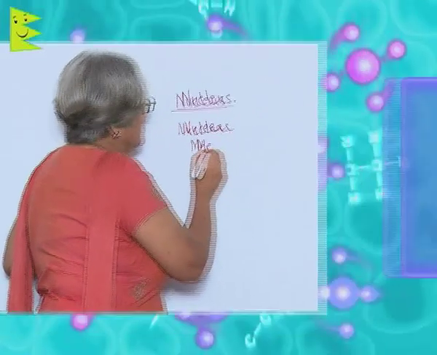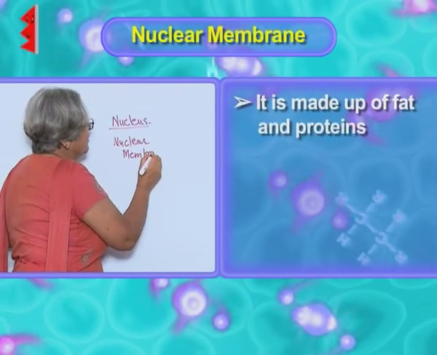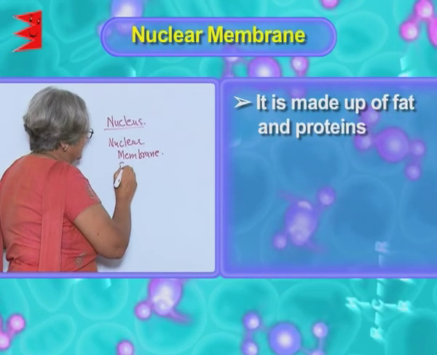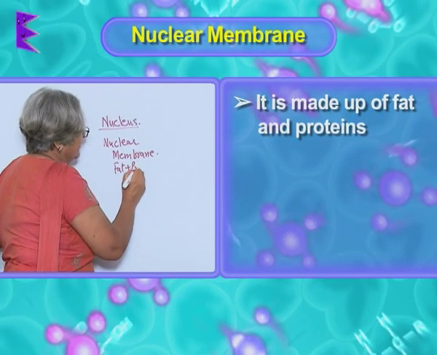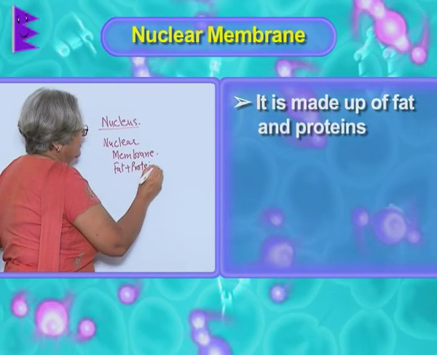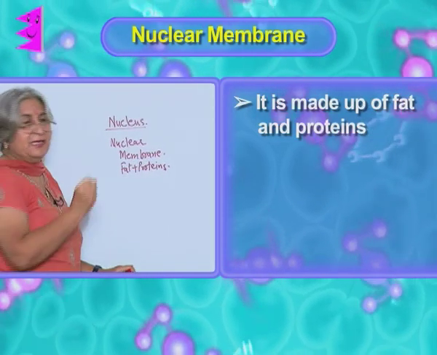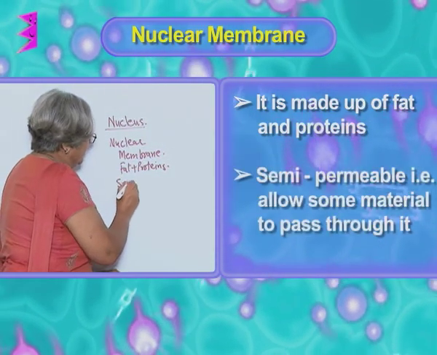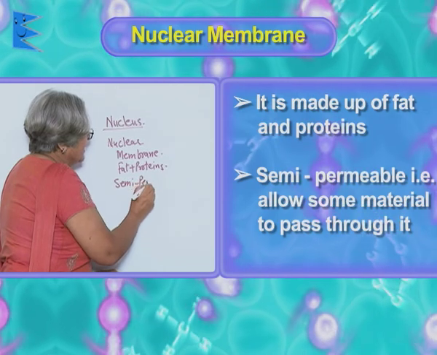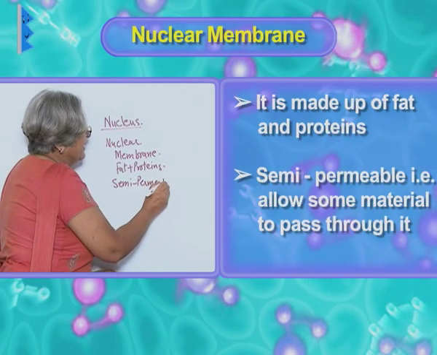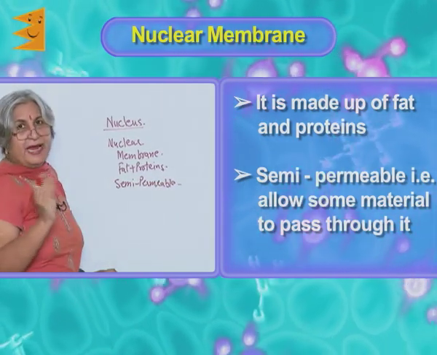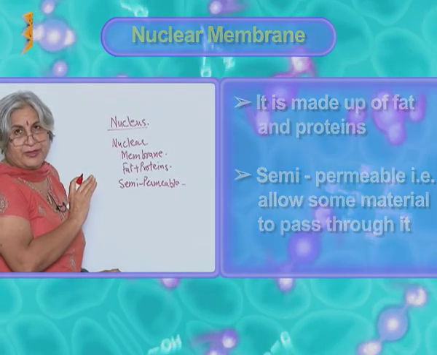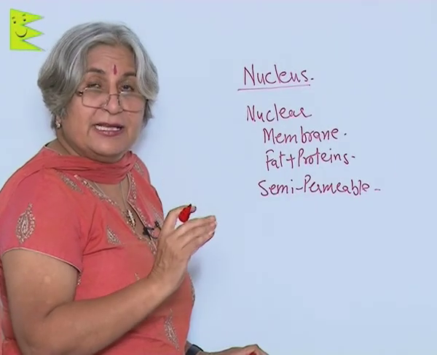And this also, just like cell, is made up of fat and proteins. And just like cell membrane, this is also semi-permeable, which means it can allow some material to pass through it. Permeate means passing through. So now what is inside the nucleus?